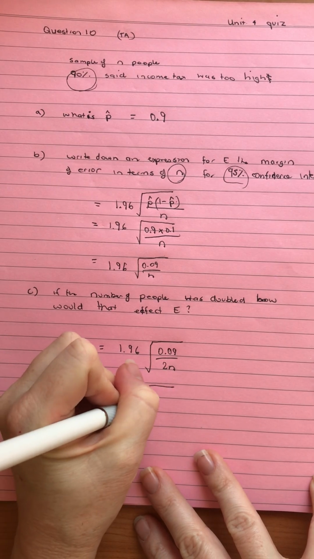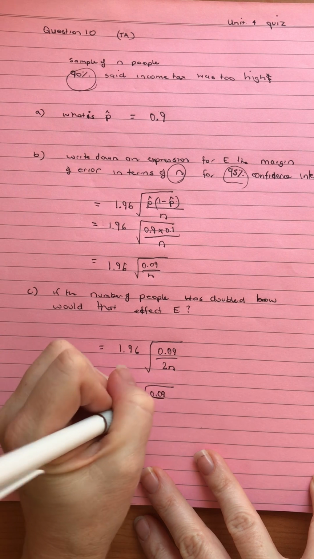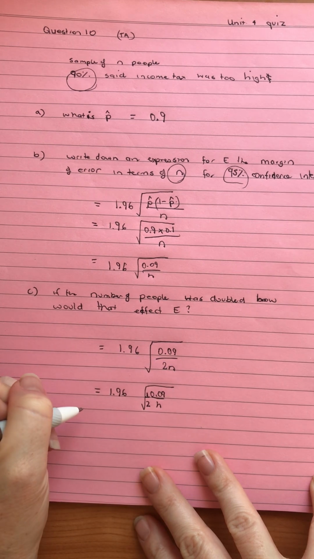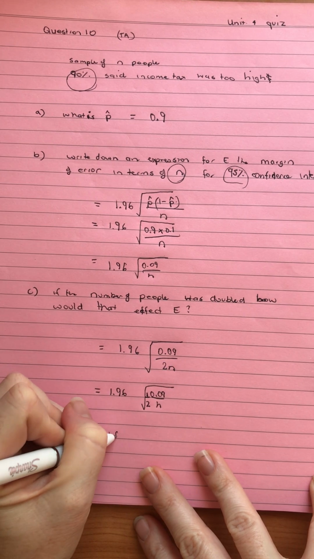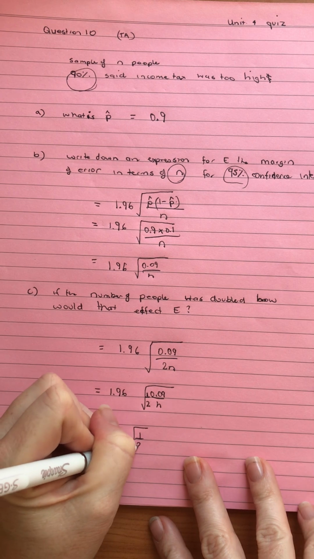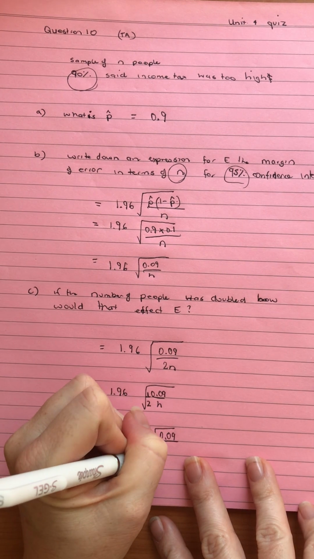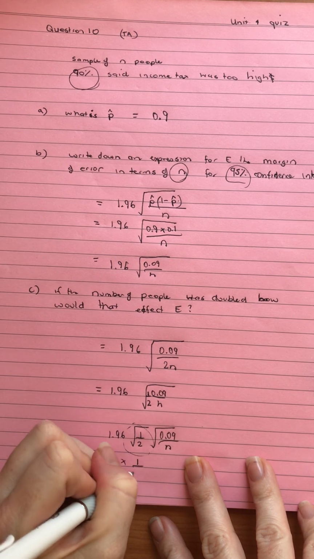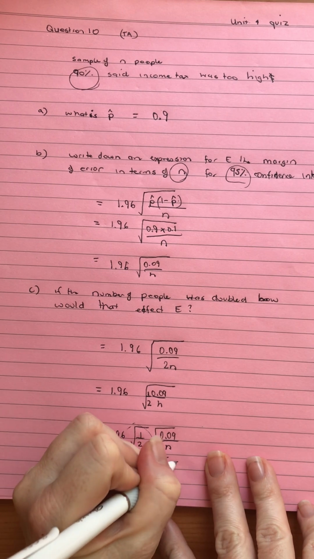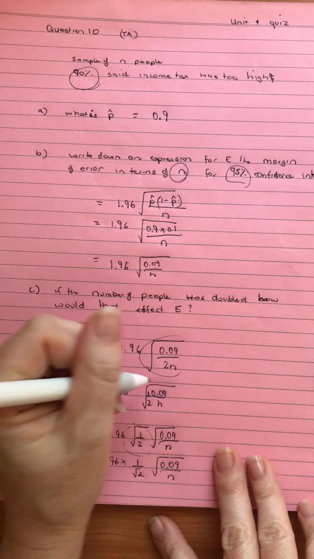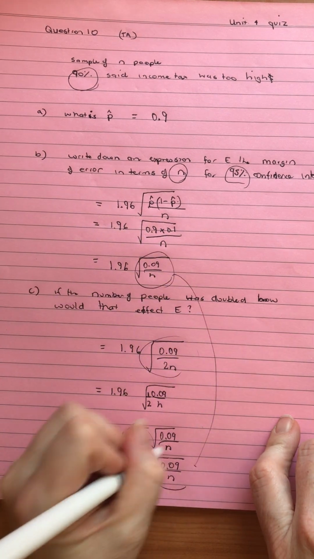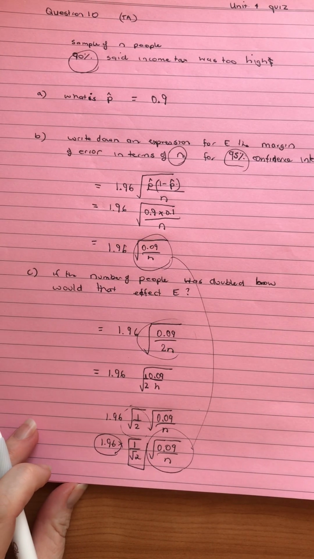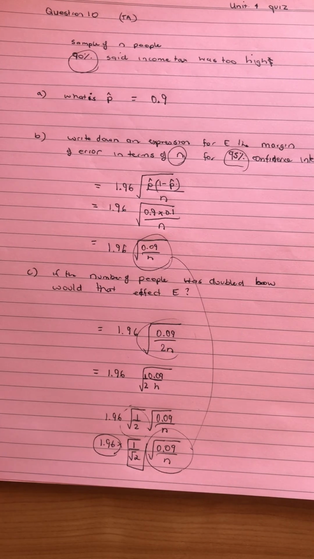So we can make that 0.09 over n, and we're multiplying that by 1 over 2. We're splitting that part up, which means we can then do 1.96, the square root of 1 on 2, times the square root of 0.09 over n, and that way we can simplify this part to 1 over root 2 times the square root of 0.09 over n. Then we can see that this part is the same, and the 1 on root 2 is the bit that is different. So that's the effect that doubling would have.